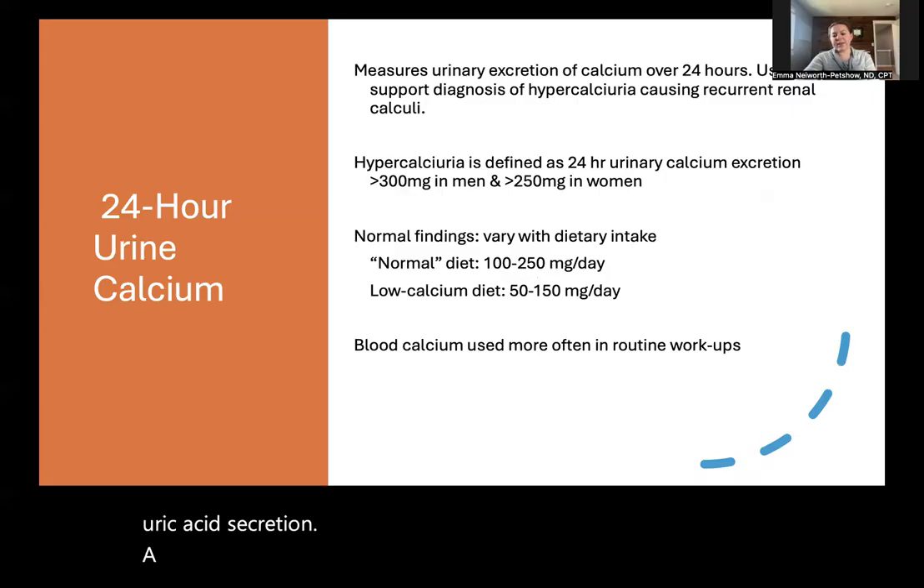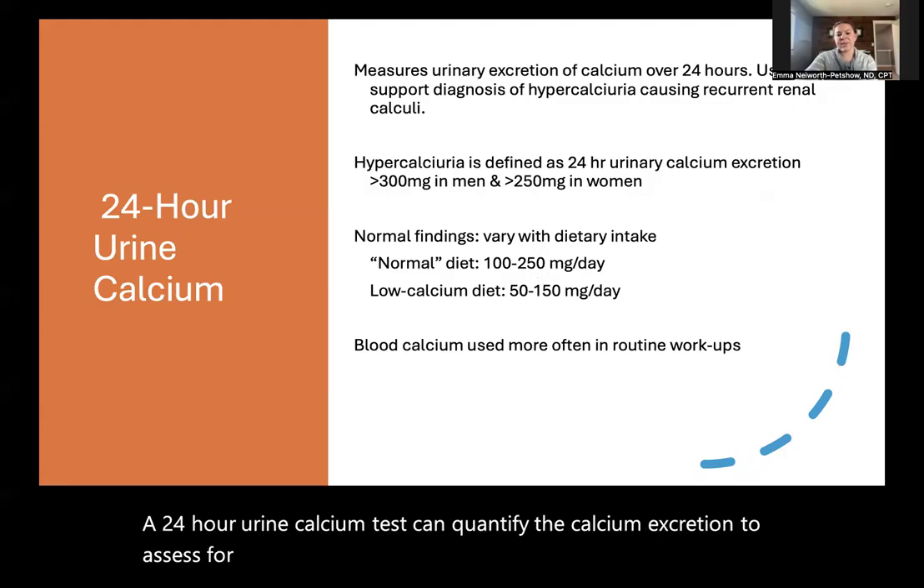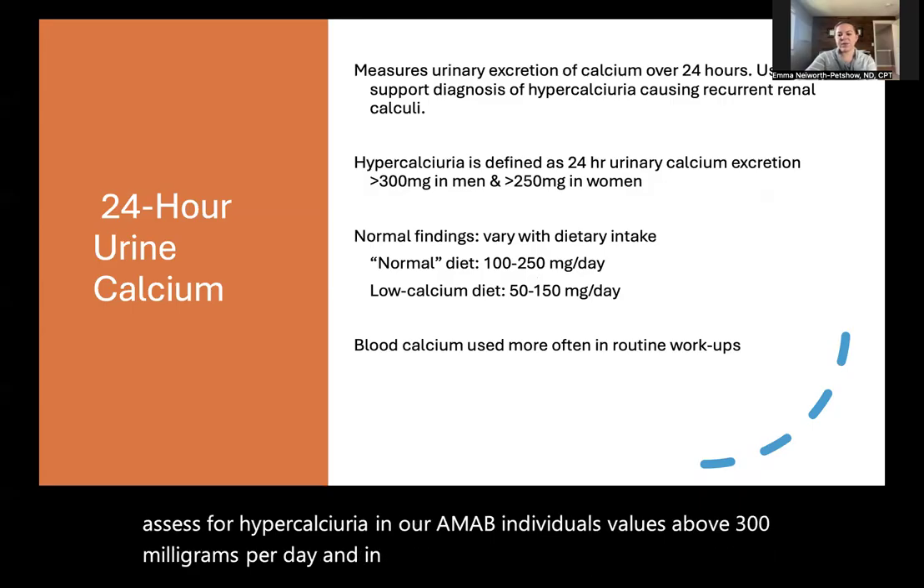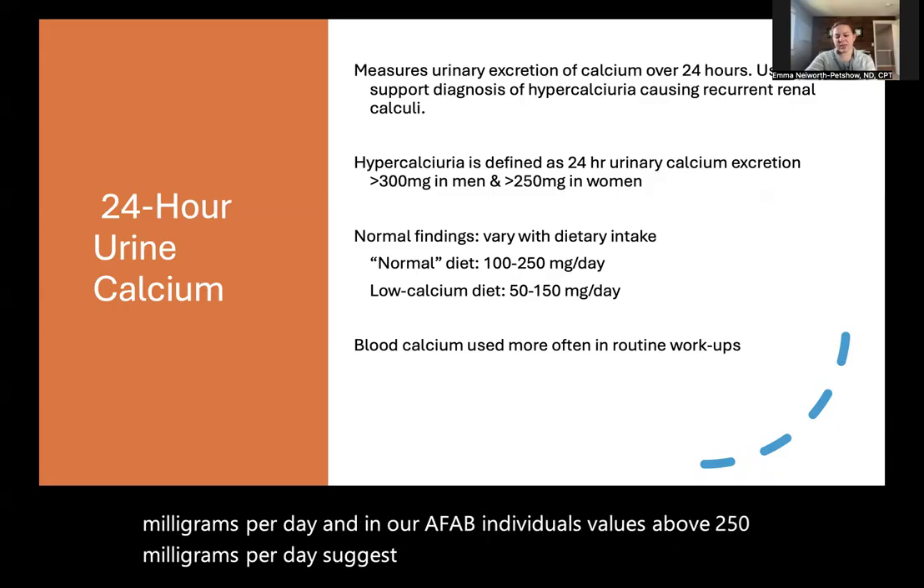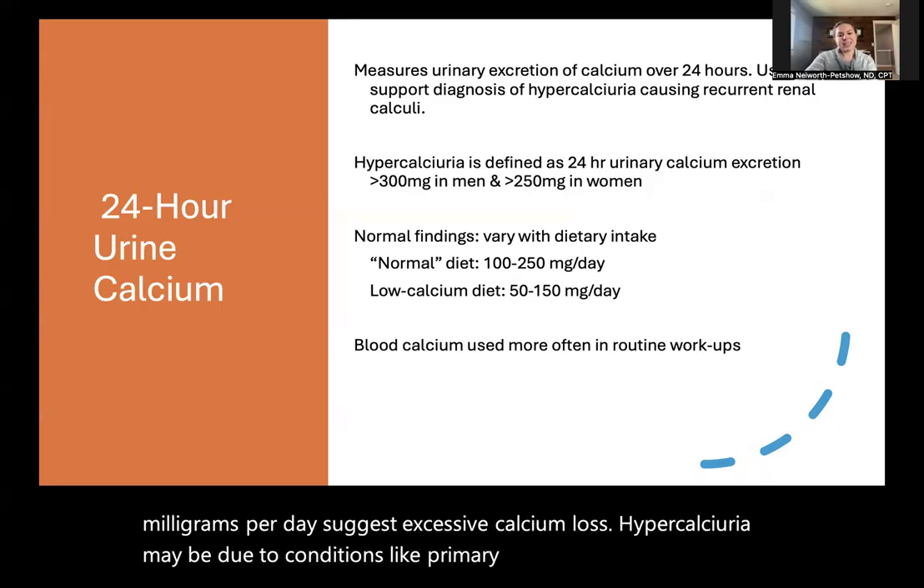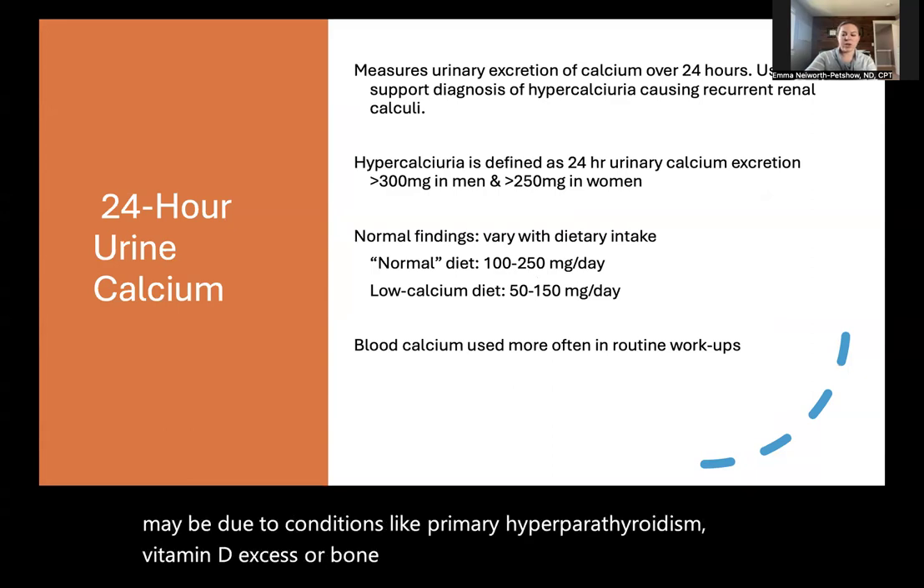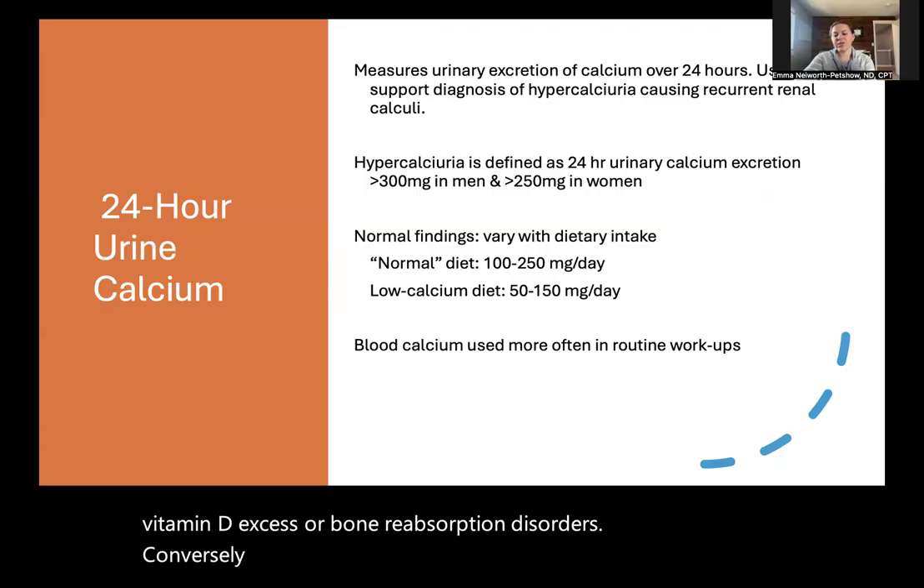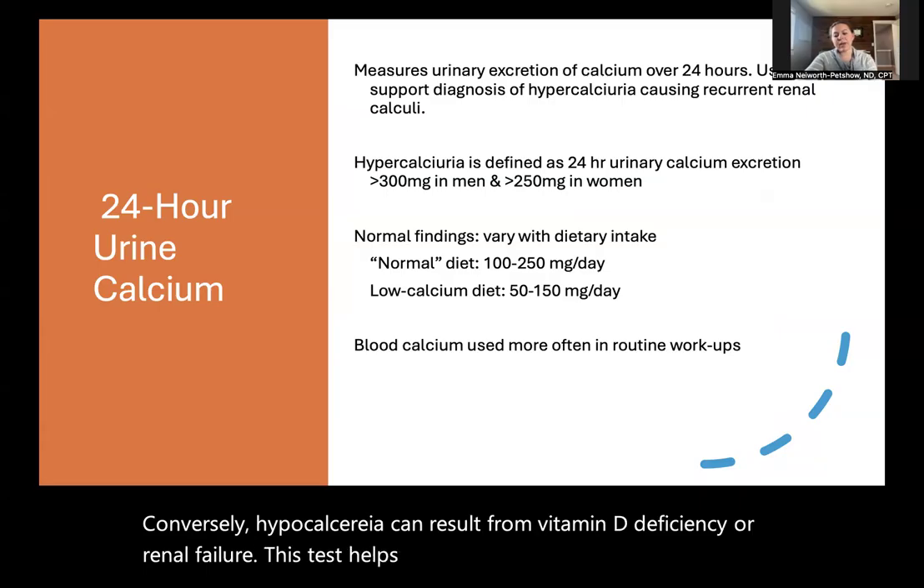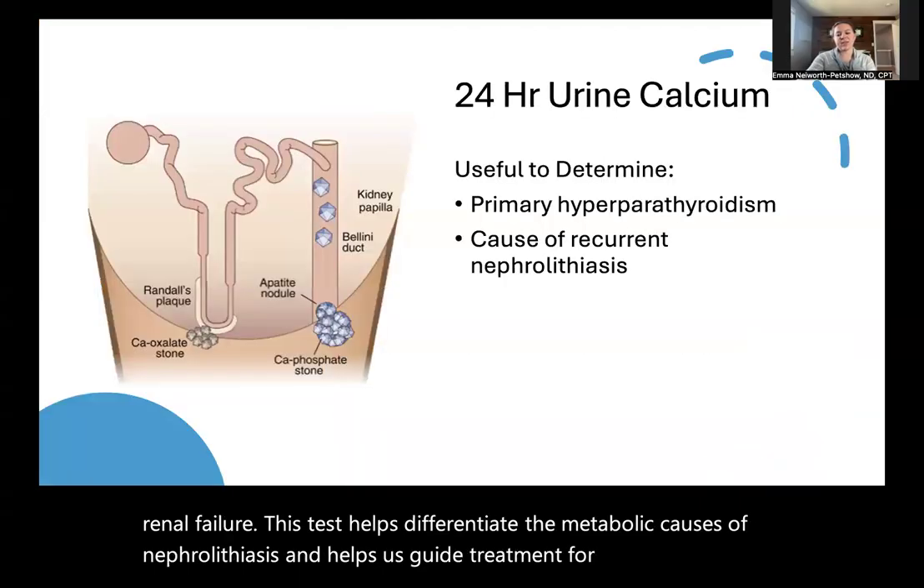A 24-hour urine calcium test can quantify the calcium excretion to assess for hypercalciuria. In our AMAB individuals, values above 300 milligrams per day, and in our AFAB individuals, values above 250 milligrams per day suggest excessive calcium loss. Hypercalciuria may be due to conditions like primary hyperparathyroidism, vitamin D excess, or bone resorption disorders. Conversely, hypocalciuria can result from vitamin D deficiency or renal failure. This test helps differentiate the metabolic causes of nephrolithiasis and helps us guide treatment for any calcium-related stone risks.